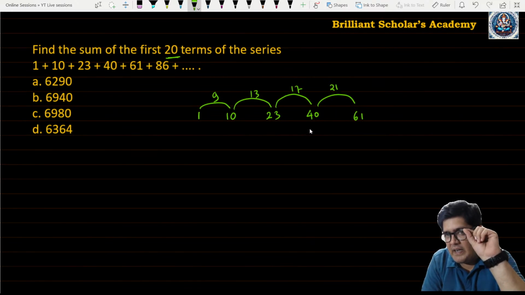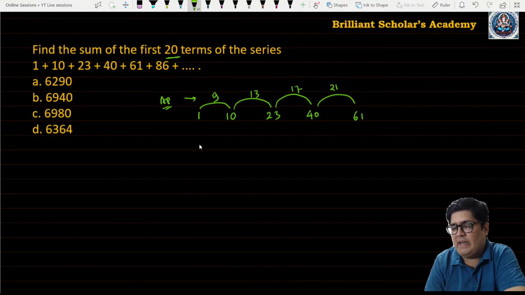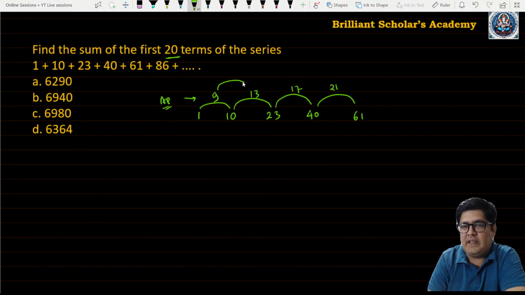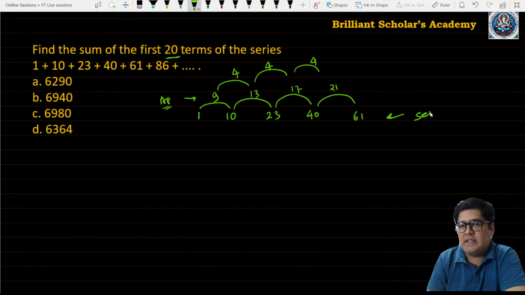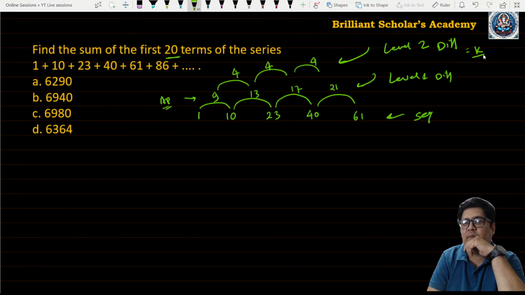Now, I'm getting an idea here. These differences are showing some sort of pattern. The differences form an AP. When differences form an AP, you see the common difference here is 4. Now, this is the actual sequence given to us. This is called level 1 difference, and this is called level 2 difference. So do you notice here the level 2 difference is a constant.